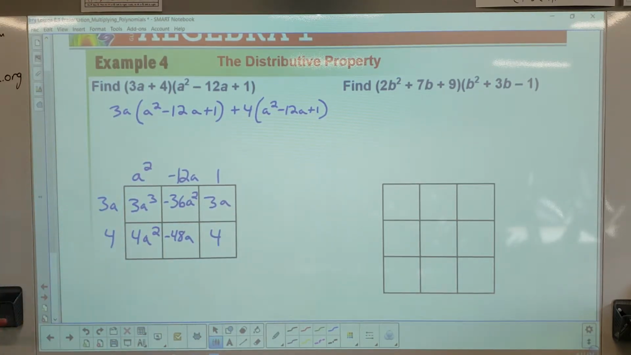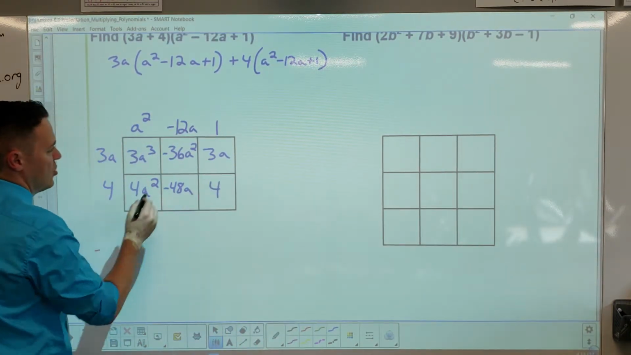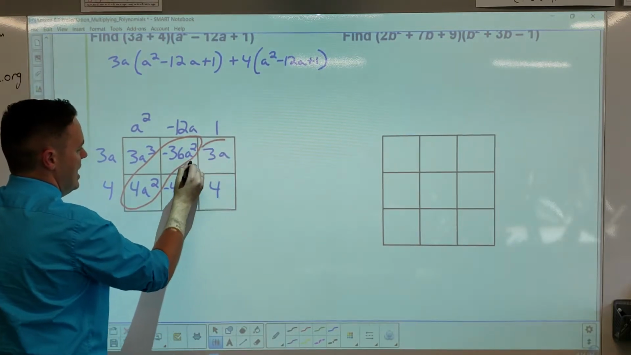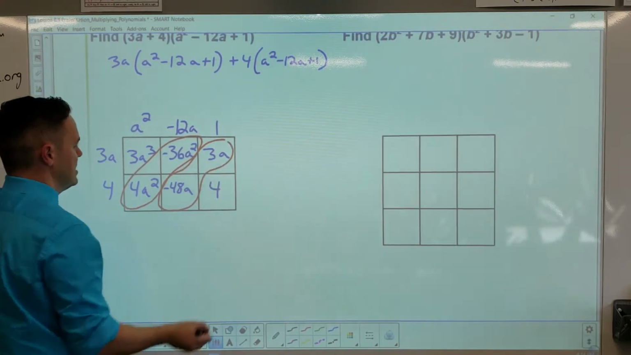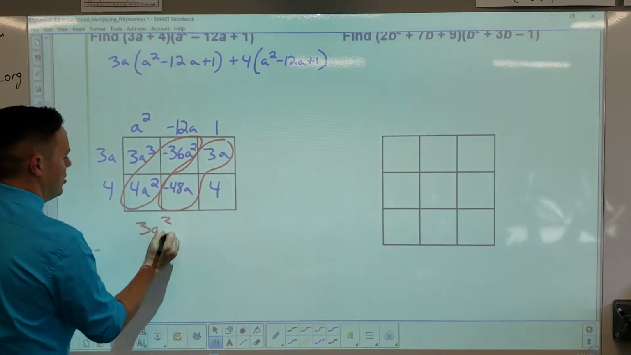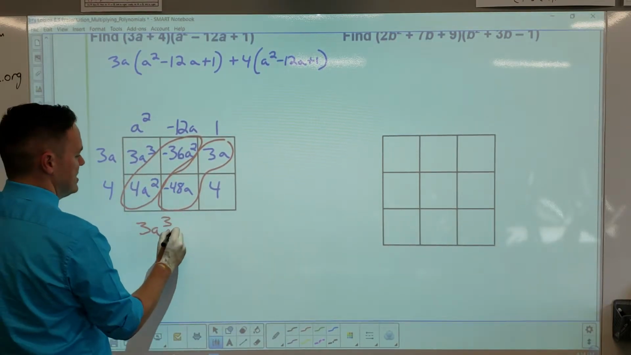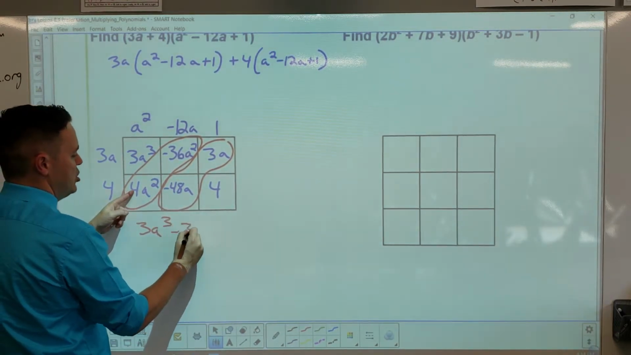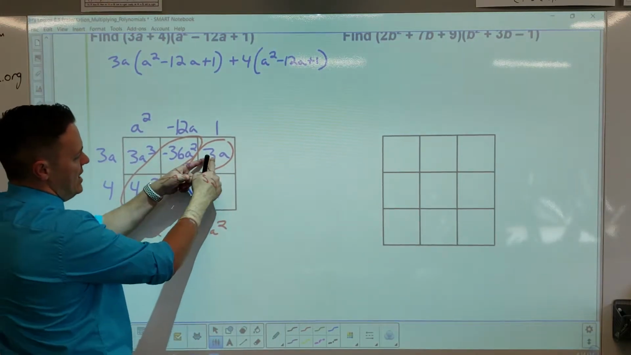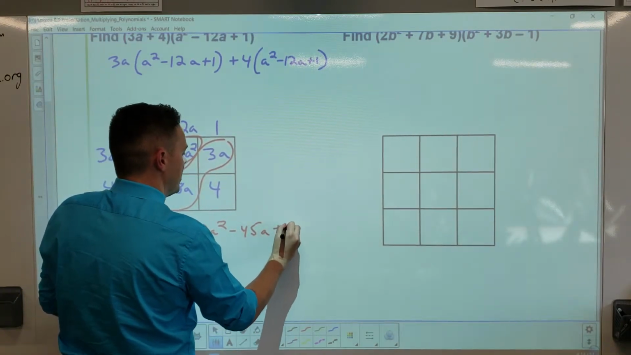So here's what's cool about the box method: now you can combine the terms that are horizontal to each other. These terms go together, and this term goes together, just like that. So the 3a is out by itself. So my answer is 3a to the third, right? Now I combine these two. Negative 36 plus 4 would be negative 32, right? And then negative 48 and a 3 would be negative 45a plus 4.